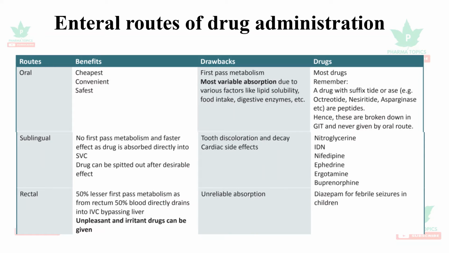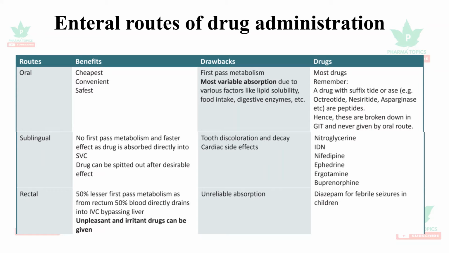The next is the sublingual route of administration. The advantage is there is no first pass metabolism. It has a faster drug effect, and if the patient desires, he can spit out the drug. Drawbacks are it may cause tooth discoloration and decay, and there are cardiac side effects also. Some of the classical examples of this route of drug administration are nitroglycerin, isosorbide dinitrate, nifedipine, ephedrine, ergotamine, and buprenorphine.